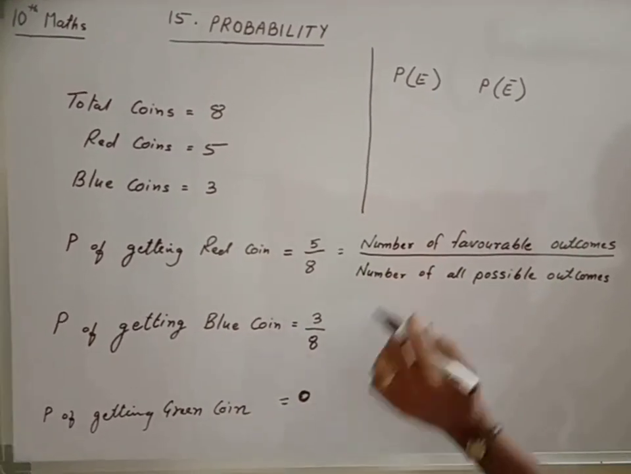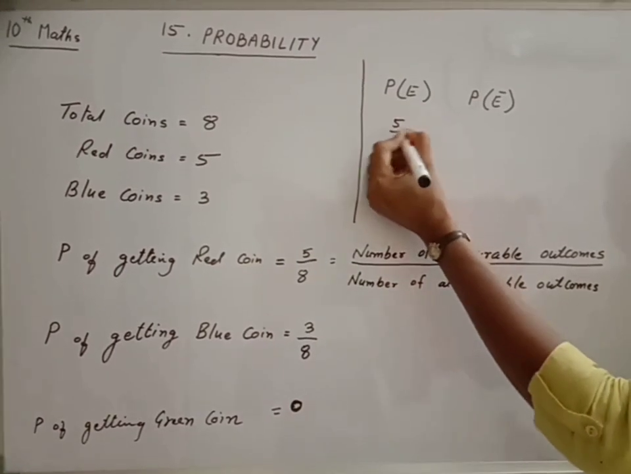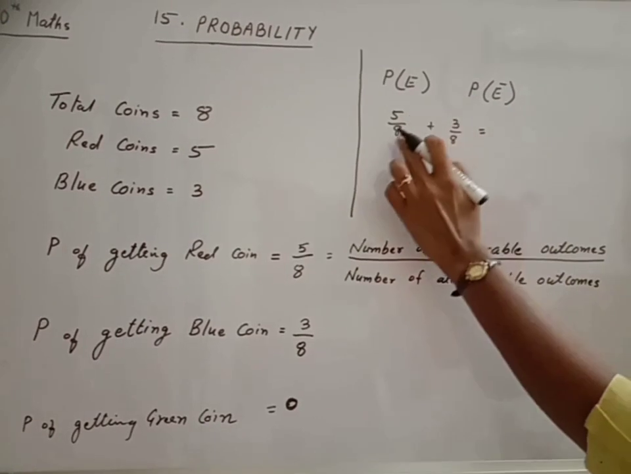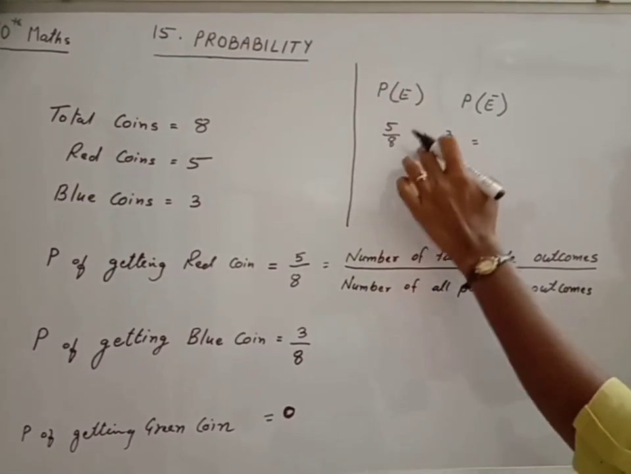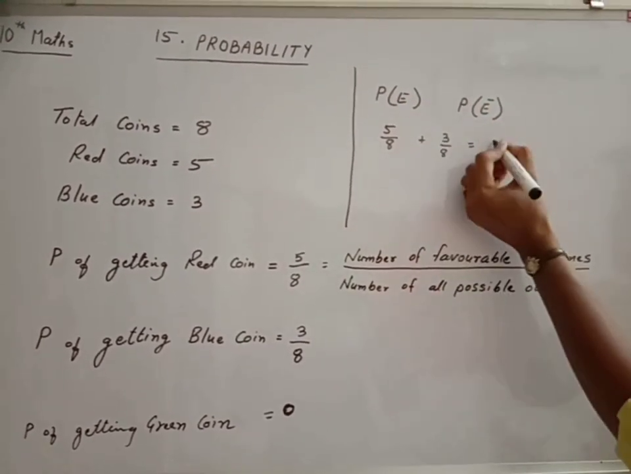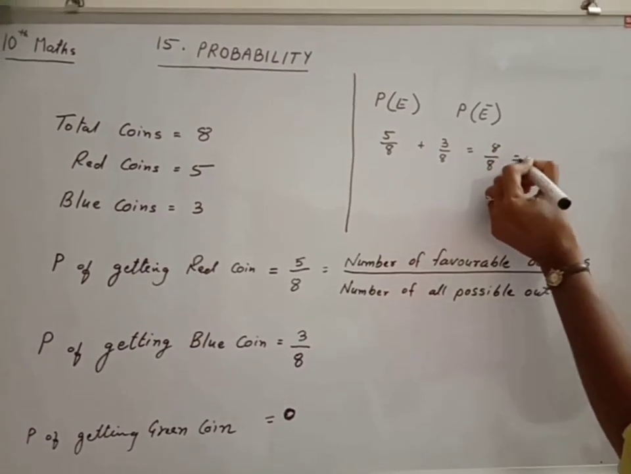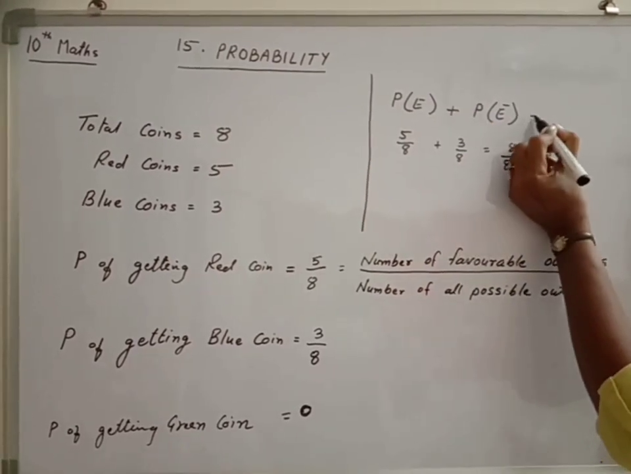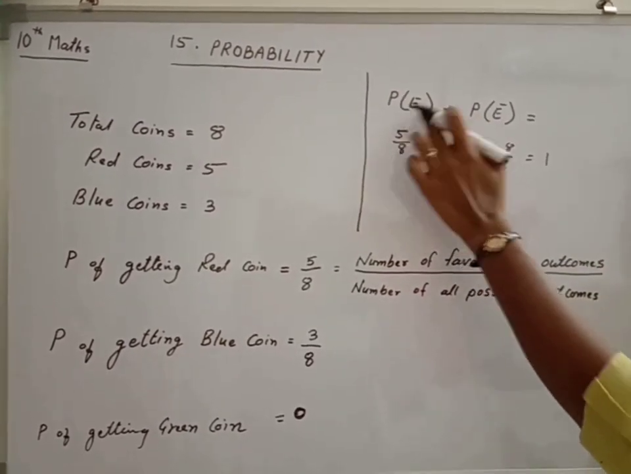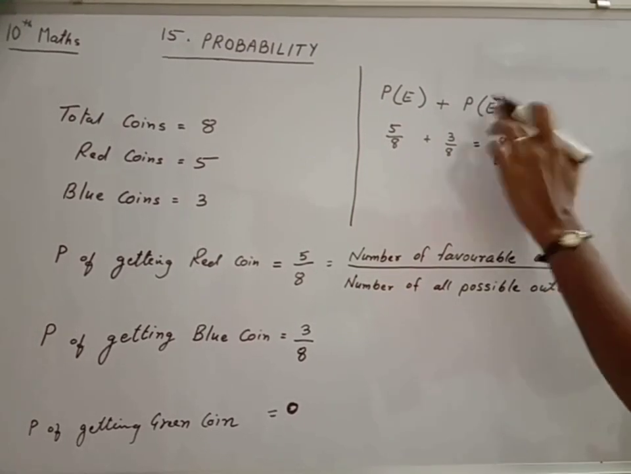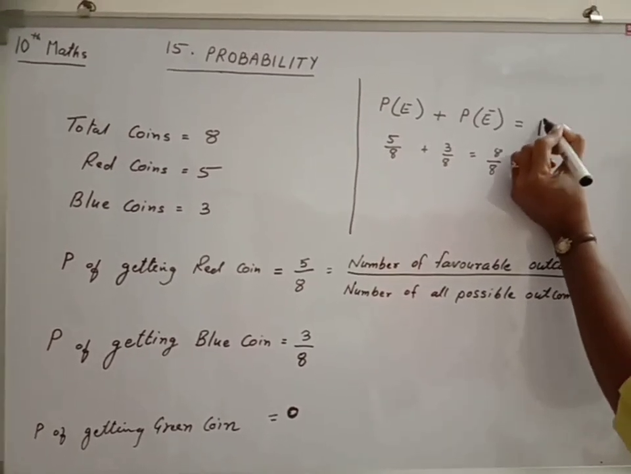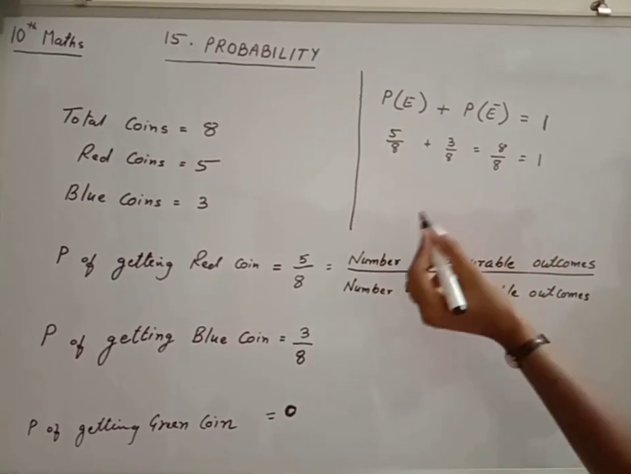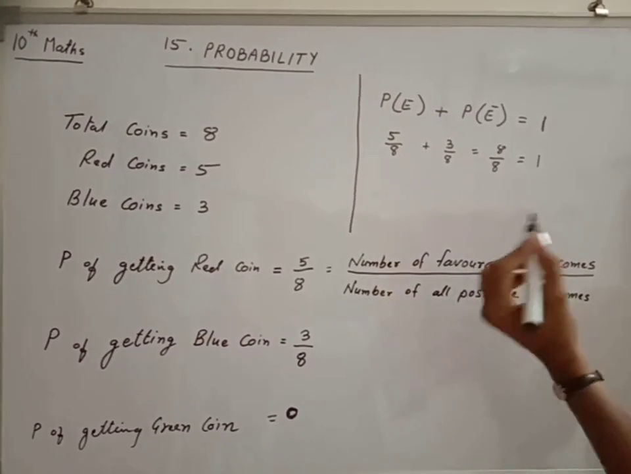Now suppose I add 5 by 8 plus 3 by 8, that is the addition of P(E) plus P(not E). So I am getting 8 by 8 which is 1. So this is one formula to remember, that probability of an event plus probability of not event is always equal to 1.